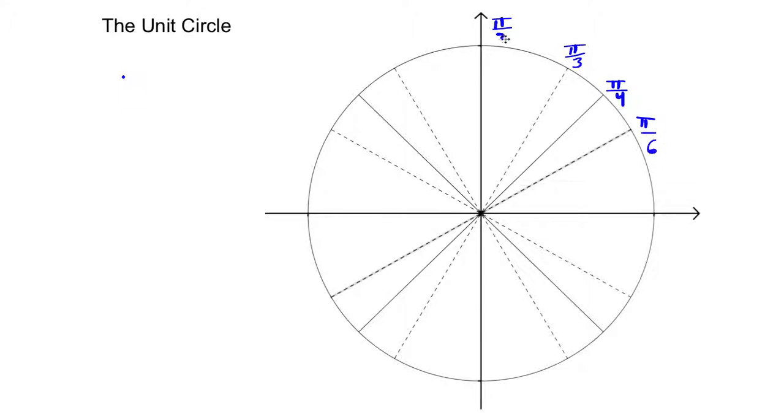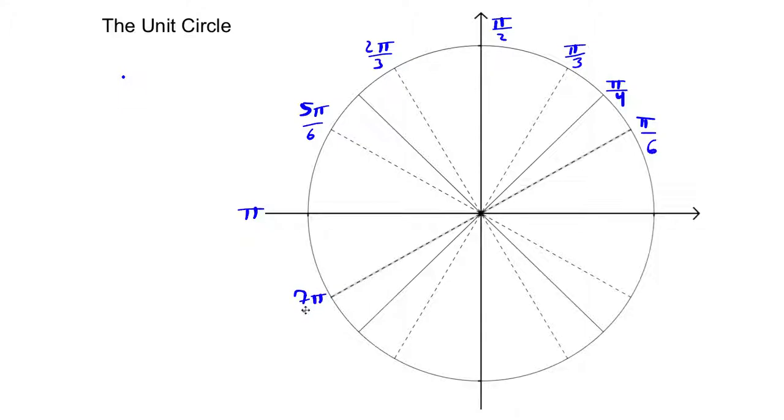This is pi over 2. If you remember what we did previously, we basically just count by pi over 6. So this is 1 pi over 6. This is 2 pi over 6, which is pi over 3. 3 pi over 6, which is pi over 2. 4 pi over 6, which is 2 pi over 3. Then we have 5 pi over 6. 6 pi over 6, which is just pi.